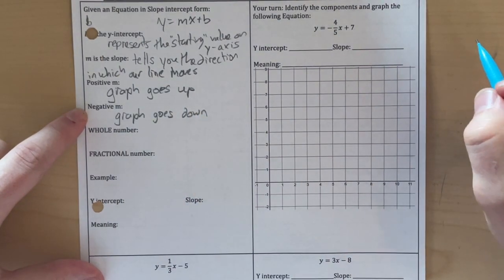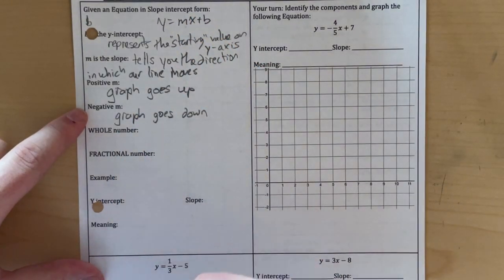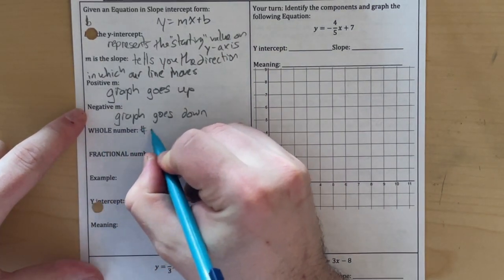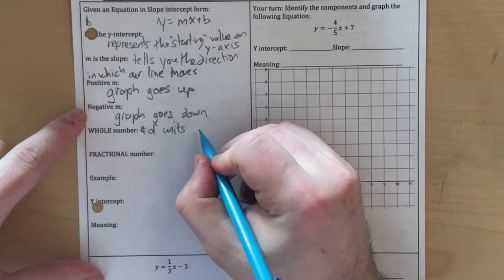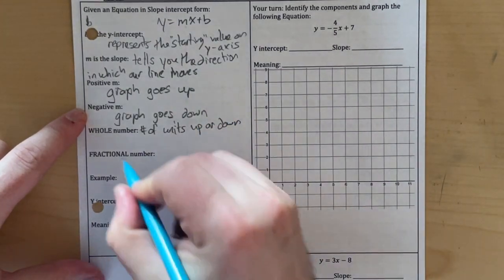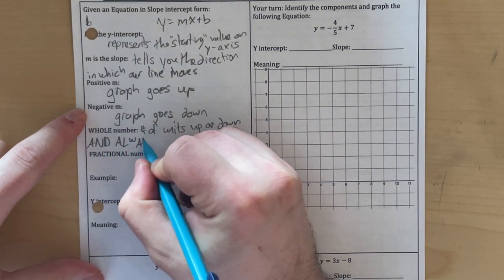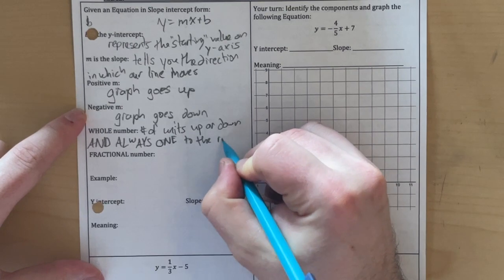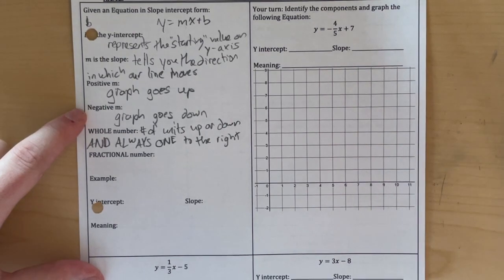So now, what happens when it's a whole number? So that means an integer value. If it is a whole number, that's the number of units. You can say units or you can say steps, whatever works best for you. But we're going to say number of units up or down, depending if it's positive or negative, and always one to the right. The reason why we're doing this is because our denominator is going to be 1 since it's an integer value.